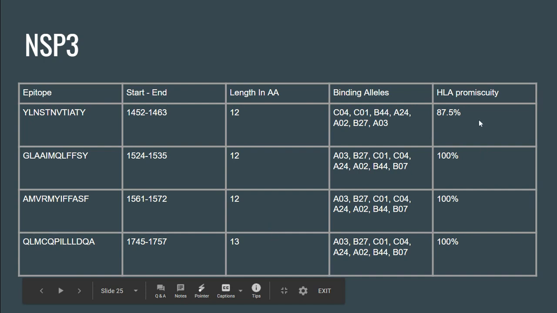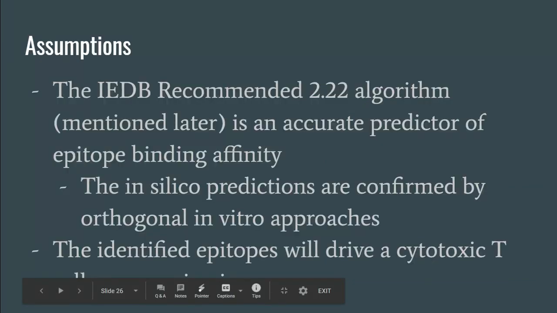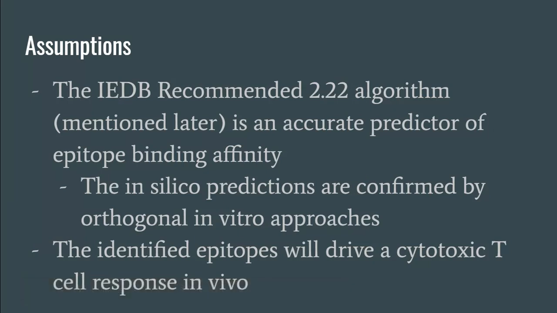To get 100% and 87.5% promiscuity, I often had to extend 3 amino acids beyond the selected region to incorporate a binding region for HLA allele B0702. 2 assumptions I made in this project were that IEDB's algorithm was in fact accurate and confirmed by lab tests, and that the epitopes will drive a response in killer T cells in the recipient's body itself.